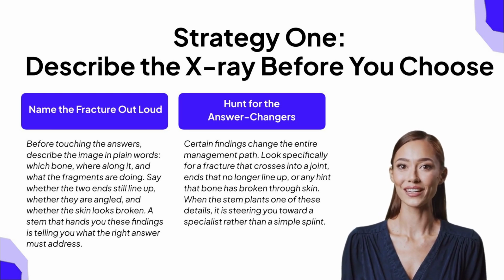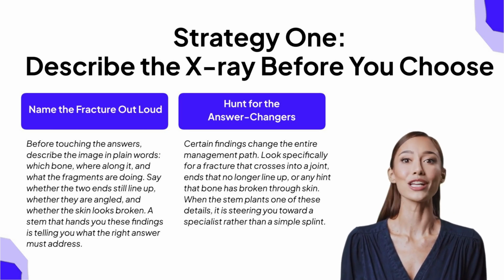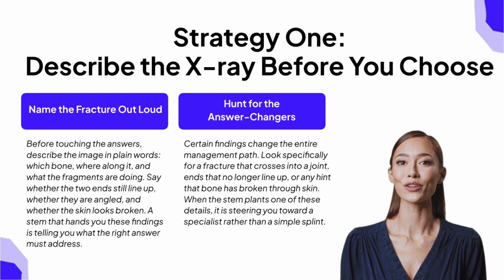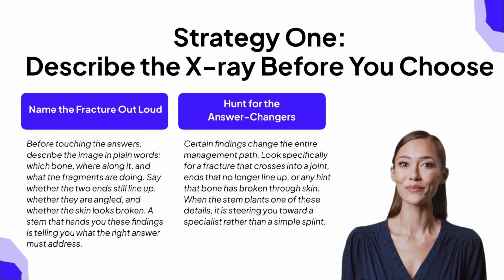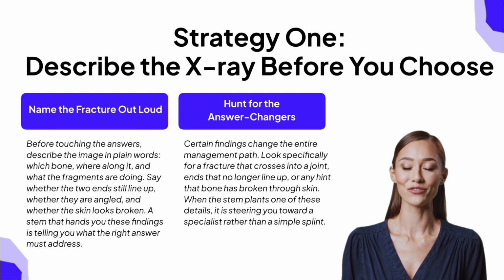Then hunt specifically for the findings that change everything. A fracture line that reaches into a joint, ends that no longer line up, or any suggestion that bone has broken through the skin. Those three details are the ones that push a case away from a simple splint and toward a specialist. Train yourself to look for them in every fracture stem.